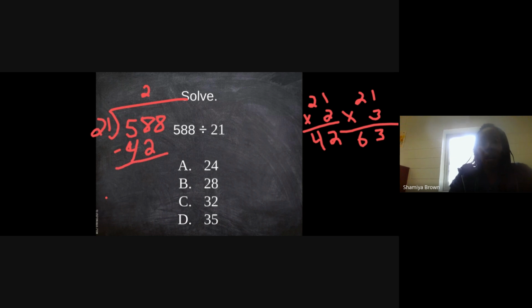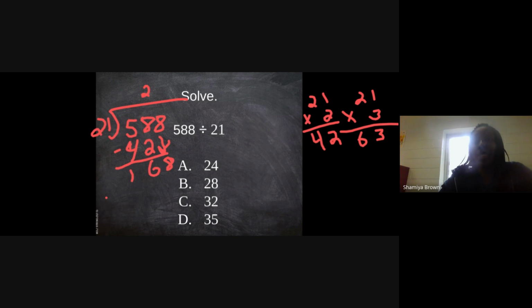Then I'm going to subtract. 8 minus 2 gives me 6, and 5 minus 4 gives me 1. So that gives me, I have 16 right here, but now I have to do what? No, I have to bring down my 8.